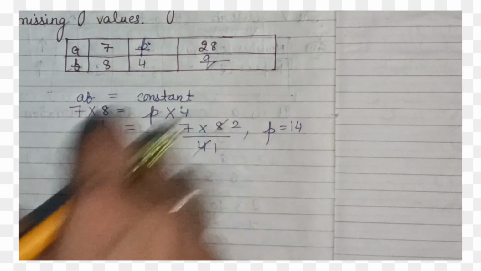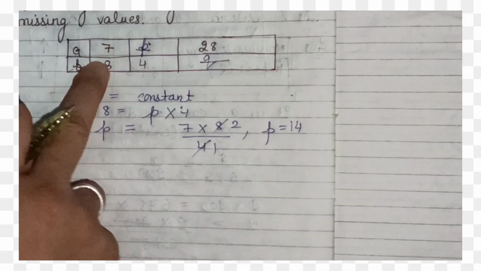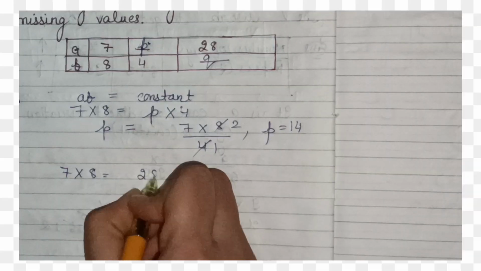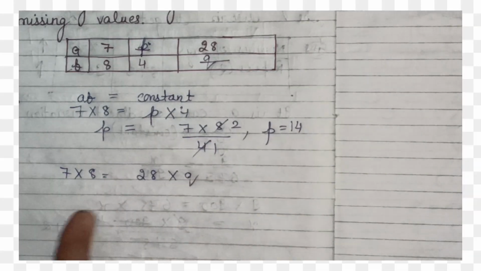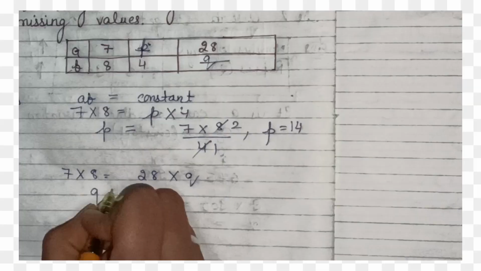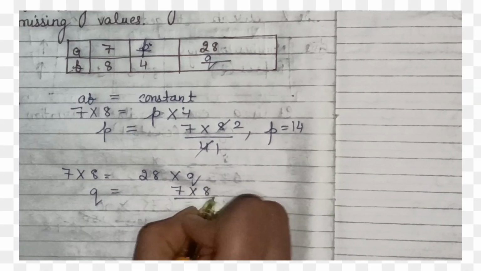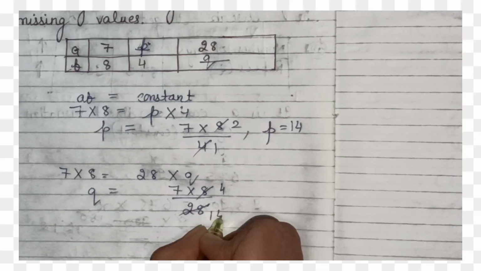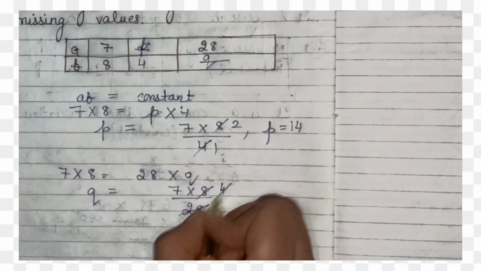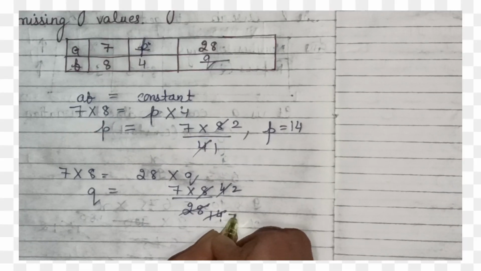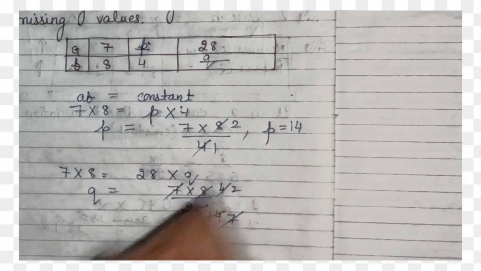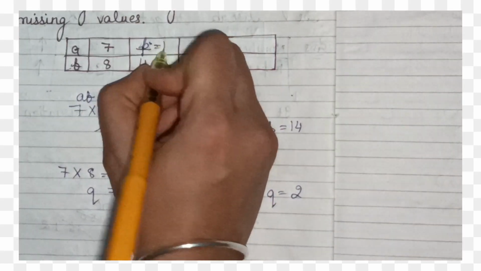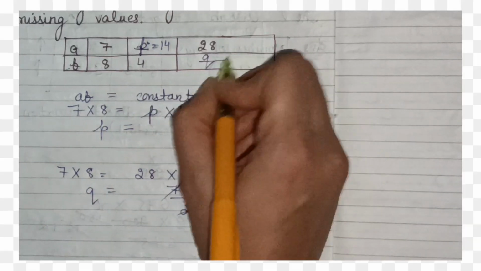Now we have to calculate the value of Q. Write again: 7 multiplied by 8 is equal to 28 multiplied by Q. Now from here we have to find the value of Q. I write Q is equal to 7 multiplied by 8 upon 28. 2 4s are 8, 2 1s are 2, 2 4s are 8. Again divisible by 2: 2 2s are 4, 2 7s are 14. This 7 cuts this 7. Here Q is equal to 2. From here I write P is equal to 14 and Q is equal to 2.